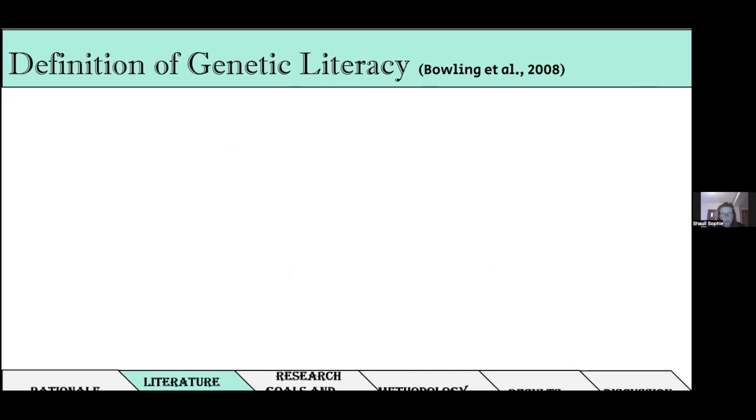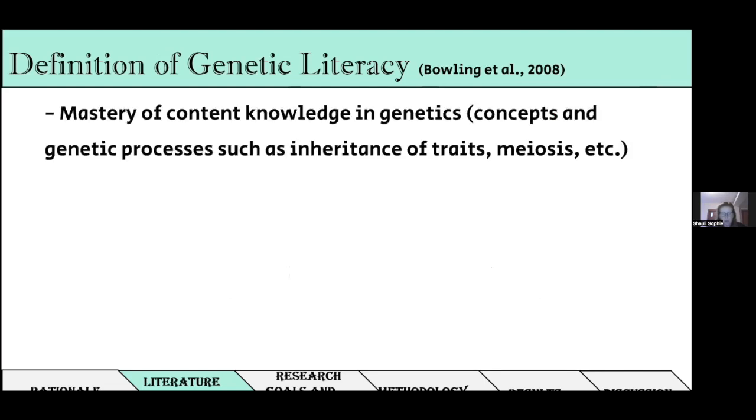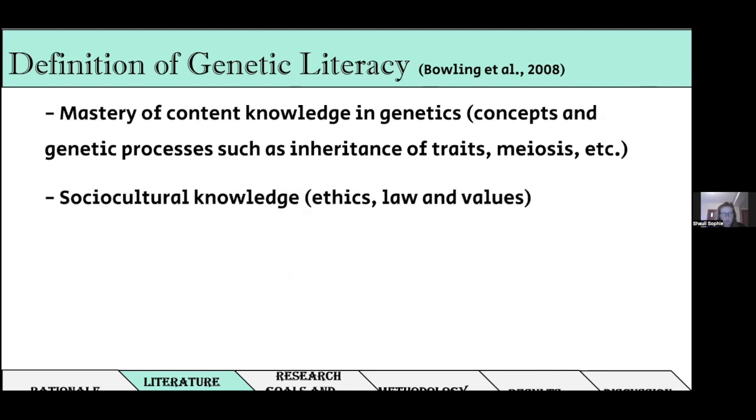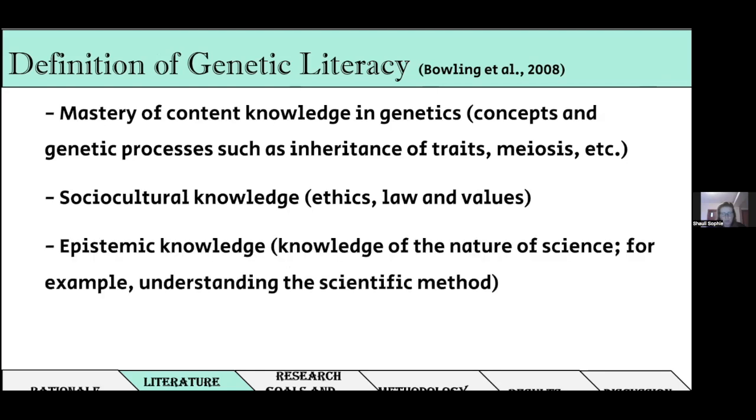Pauling and colleagues claim that acquiring new knowledge in genetics is highly correlated with genetic literacy. They argued that genetic literacy is composed of three associated components: mastery of content knowledge in genetics, concepts of genetic processes such as inheritance of traits, meiosis, and so on; social-cultural knowledge, ethics, law, and values; and epistemic knowledge, knowledge of the nature of science, for example, understanding the scientific method.